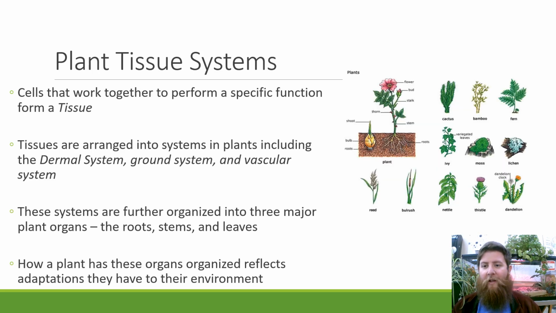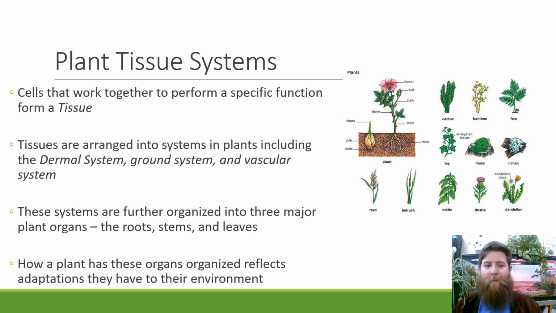Plant tissue systems. Like in animals, cells that work together form a tissue. In plants, we have three basic tissue arrangements: dermal tissue, ground system, and vascular system. We further break these down into three major plant organs, which are roots, stems, and leaves. And all of these organs, roots, stems, and leaves, have all of these different tissues: dermal system, ground system, and vascular system. How plants use these really depends on their environment and the adaptations that they have specifically suited for that environment.